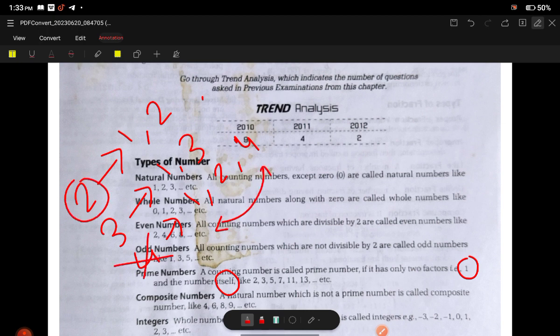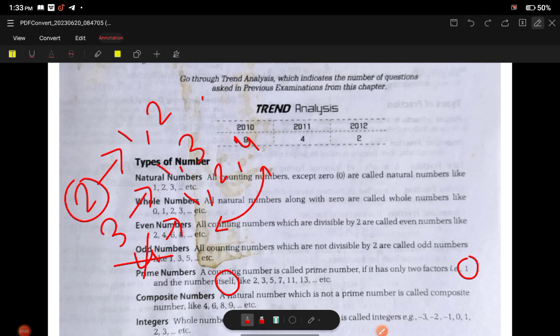So only 2 and 3 are the prime numbers here out of these three numbers. A number which is divisible by 1 and the number itself is known as a prime number.